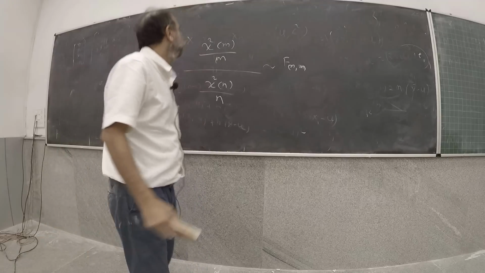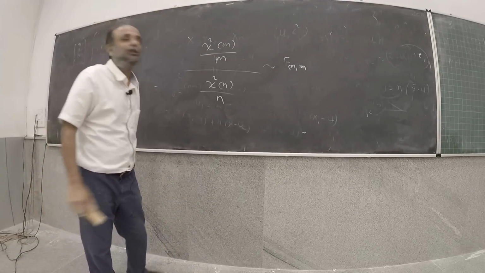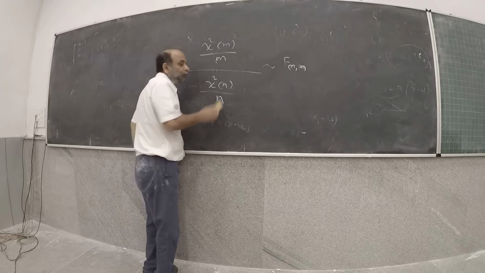Now what is the point of doing all this, dividing a chi-square by m and all that? Okay, the point is as follows. See how we can use it.